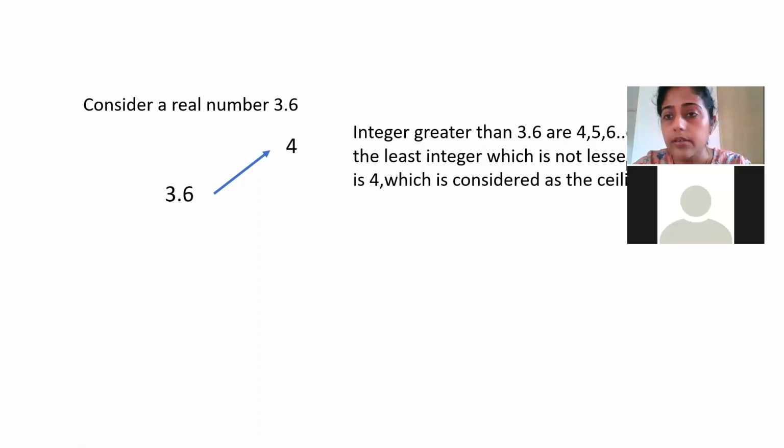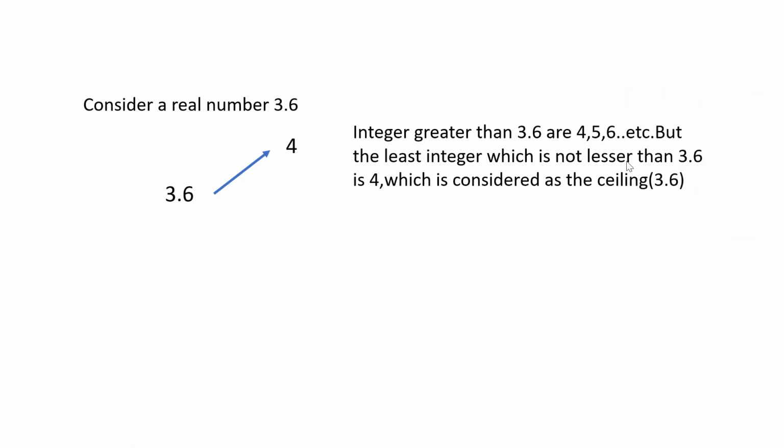Now we will see one more function, which is known as the floor function. In order to understand floor, as I told, near 3.6 we may approximate it either to 4 or to 3, right? But 3 is lesser than 3.6 and 4 is greater than 3.6.